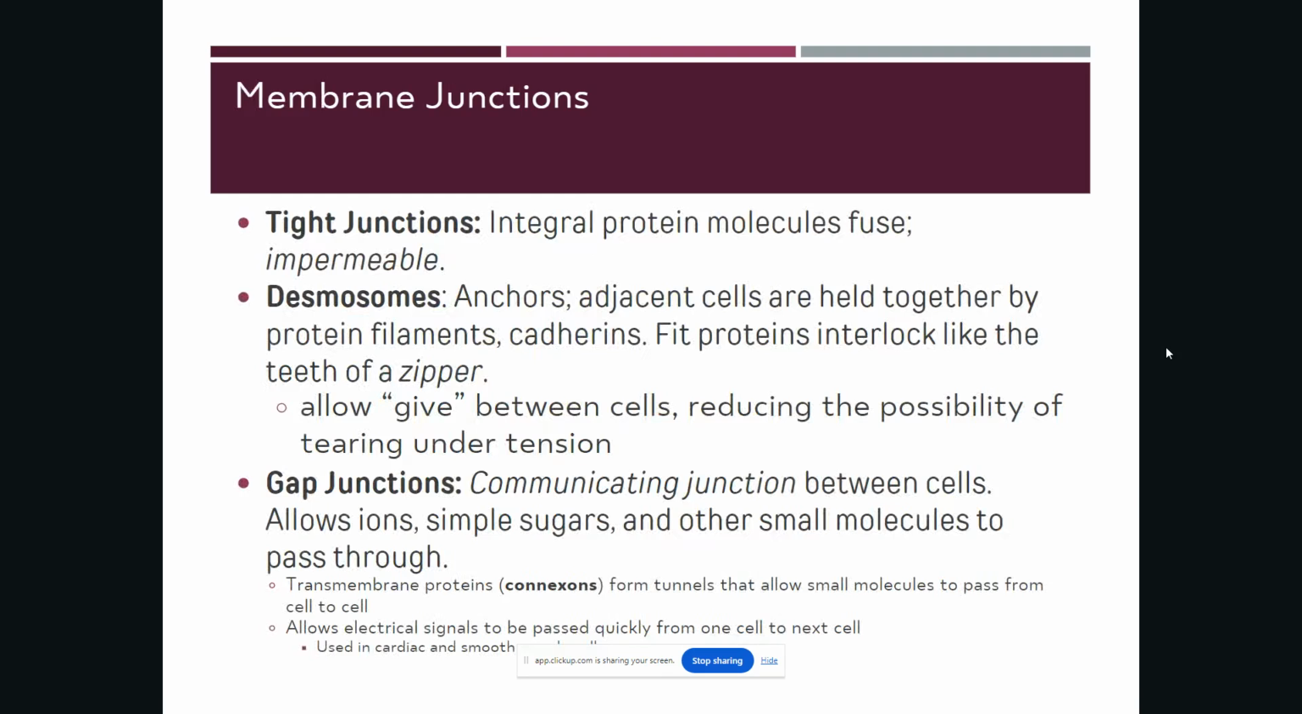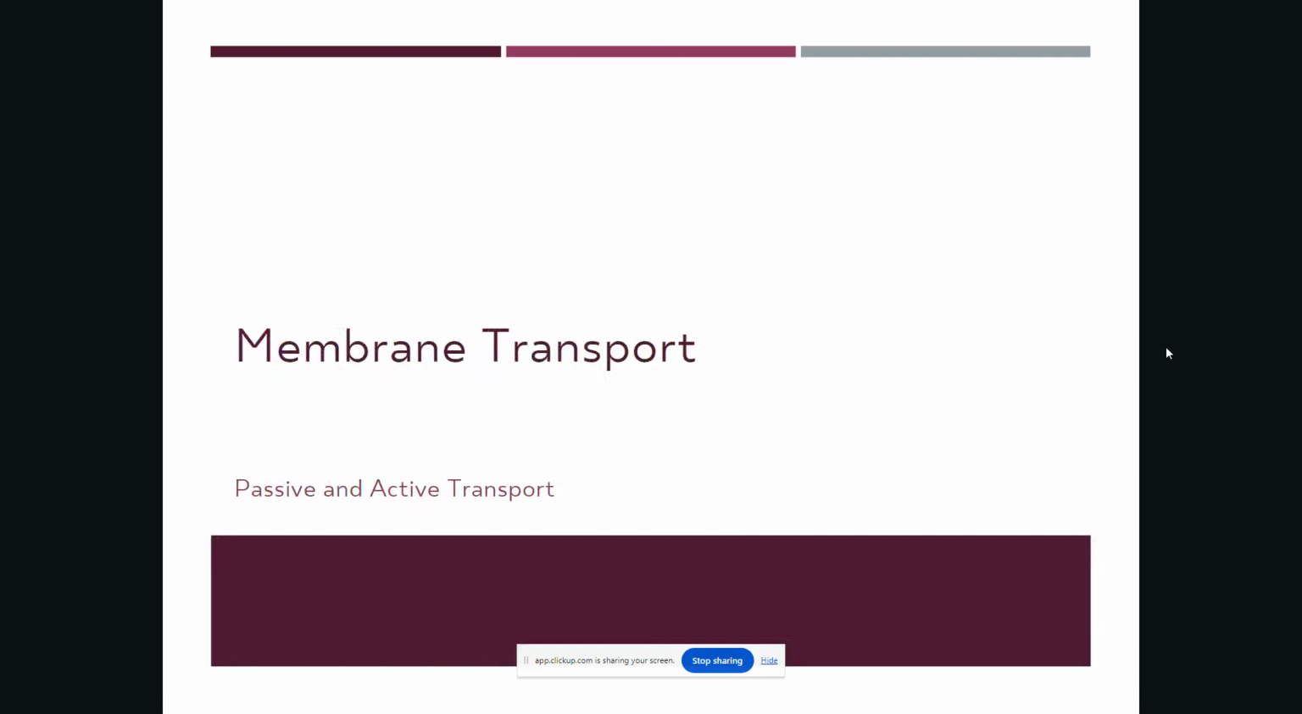So let's review. Tight junctions are integral proteins where we see molecules between two separate cell membranes fuse, making an impermeable junction. Desmosomes are molecular zippers that provide anchor and stretch. And gap junctions are our communicating junctions that allow really small things to pass through from one cell to another. Gap junctions are really common among muscle cells, especially those that need to communicate cell to cell very quickly.